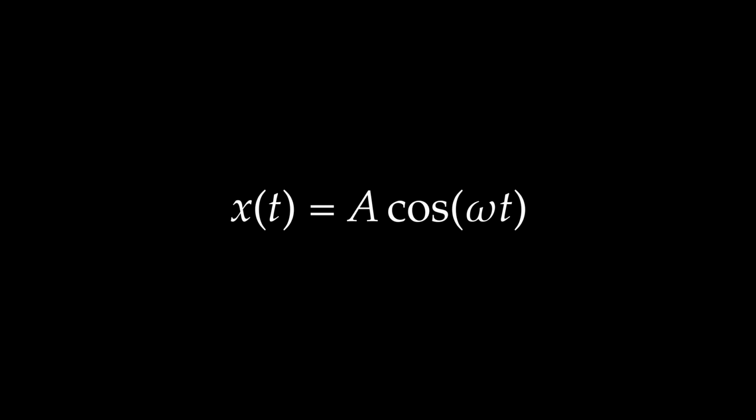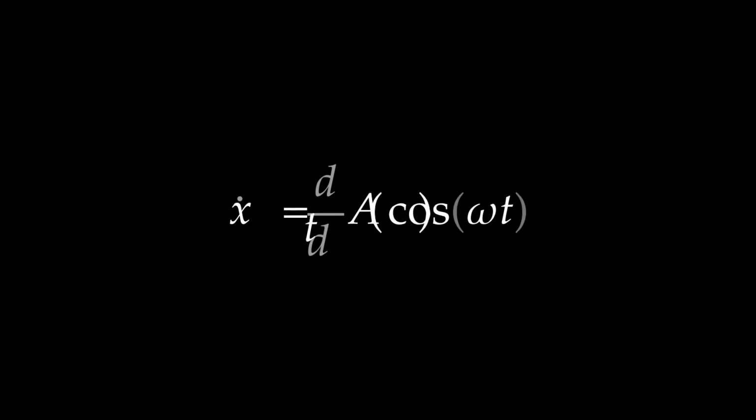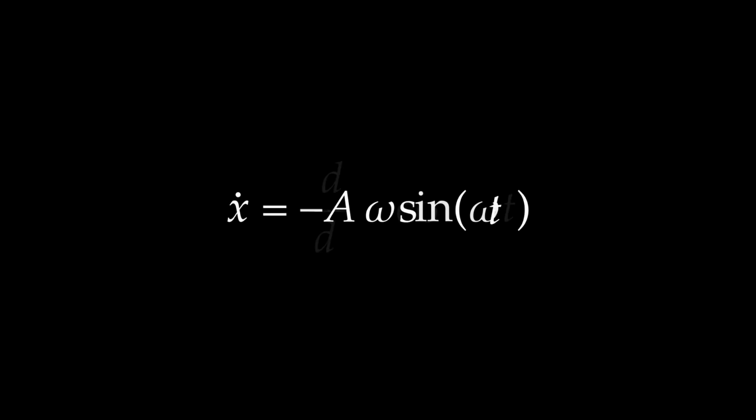So the velocity as a function of time is equal to the derivative of a cosine omega t. A is not a function of time. It's constant. But the argument of the cosine is a function of time. So I'm going to use a little bit of chain rule. I'm going to take the derivative of the cosine, and then multiply by the derivative of the argument of the cosine, that is, the derivative of omega t. The derivative of cosine is negative sine. And so this derivative is negative a omega sine omega t.